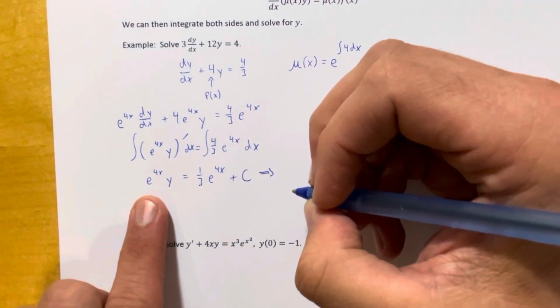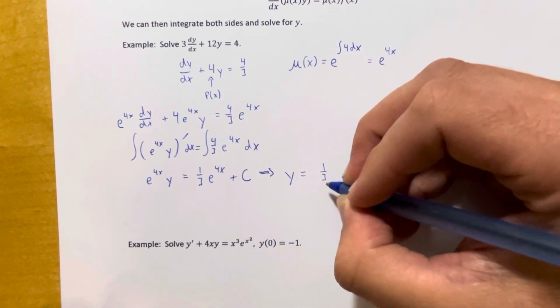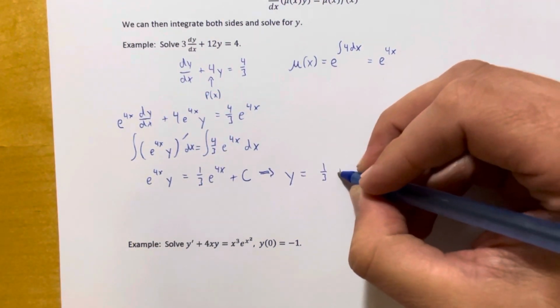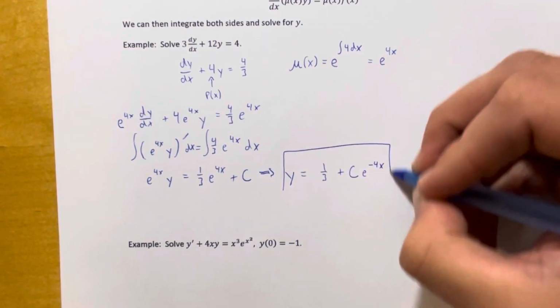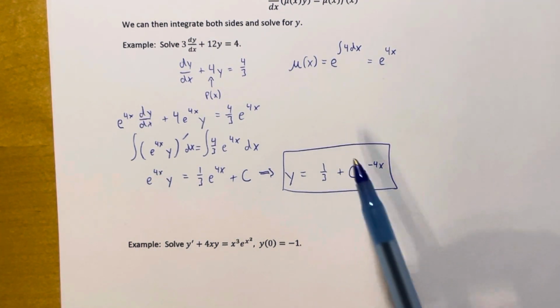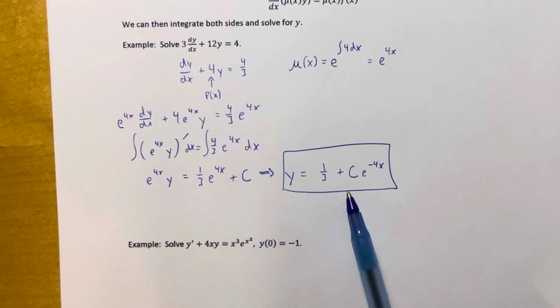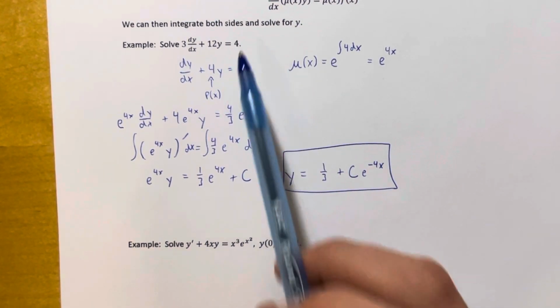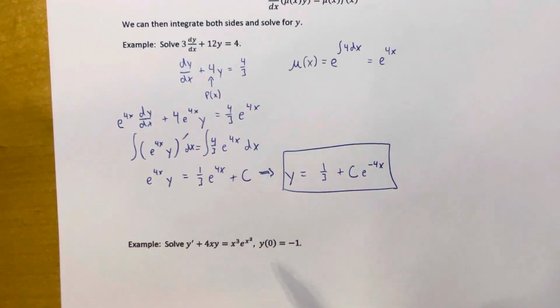My only thing left to do here is solve for y. So I would be dividing both sides by e to the 4x, which gives me y equals 1/3. The e to the 4x just cancels now, plus c e to the negative 4x. That would be the solution to this thing, okay? And notice it's a family of solutions, because different values of c will give me different solutions to that DE, but they will all work. That's generally what's going to happen if we don't have an initial condition there. We have some arbitrary constant floating around in our solution.